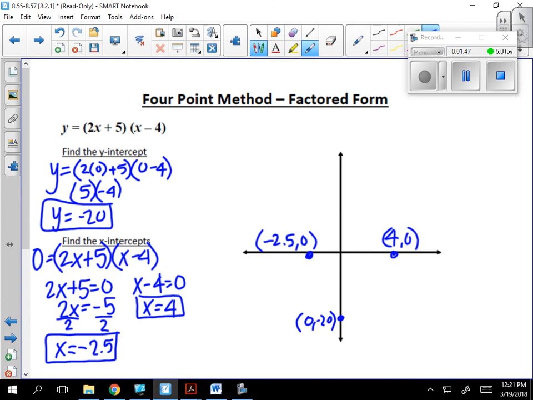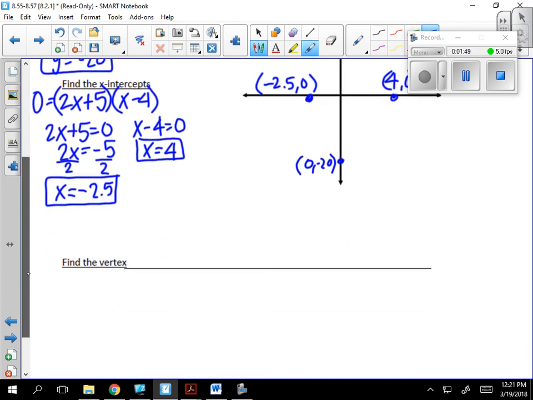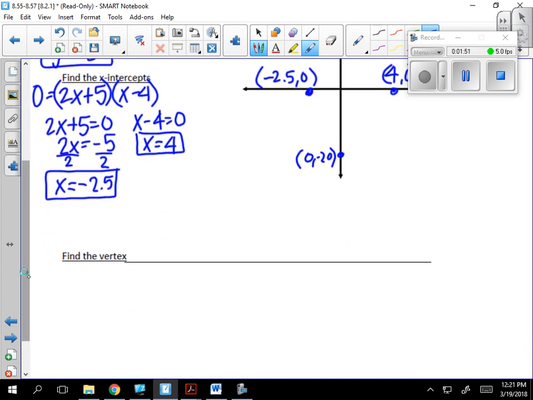Okay, so now the vertex. We know that our vertex is going to be directly in the middle of our x-intercepts. So to find that, we can add our x-intercepts together and divide by 2. So that actually gets you 0.75. So that's the x value of my vertex.